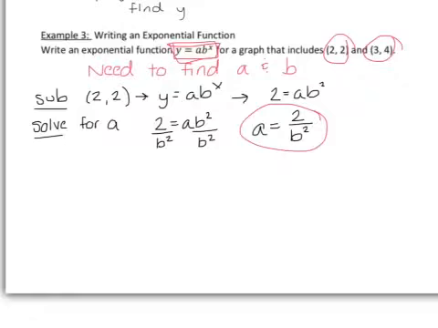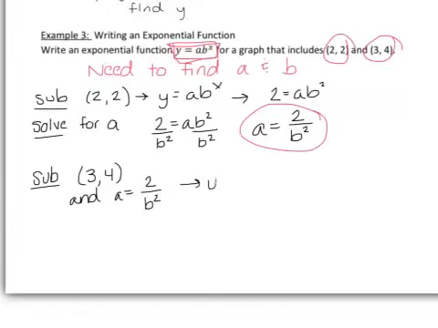Now we are going to substitute the other point, so 3, 4, and what we just found, that A equals 2 over B squared, into that original form, y equals AB to the x. Do I need to slow down some?